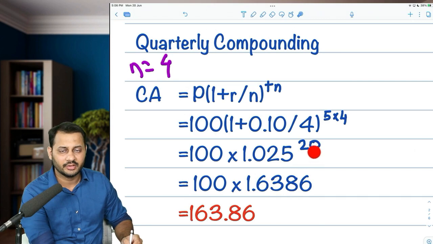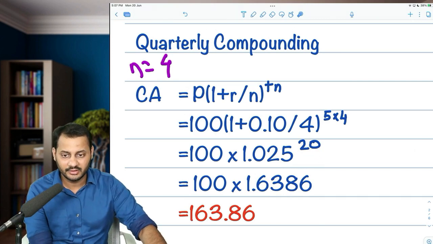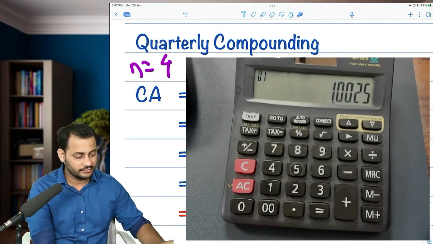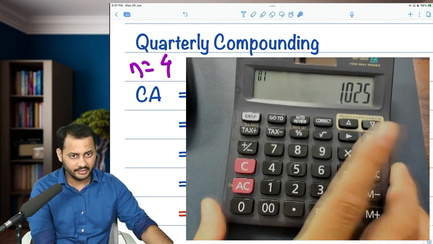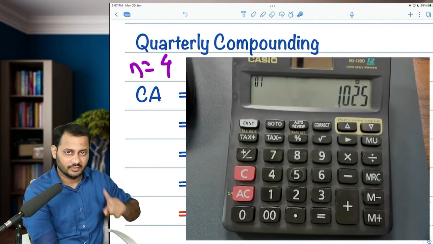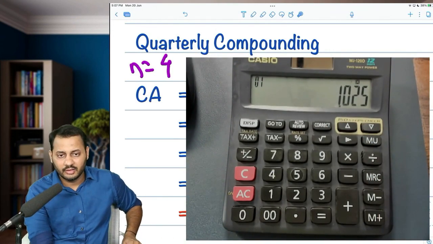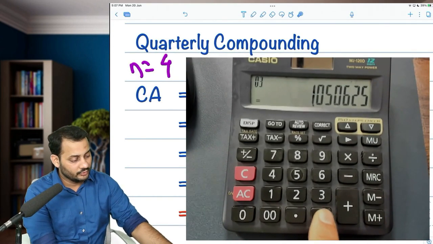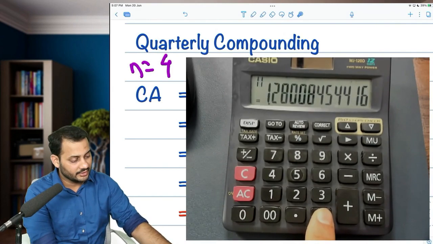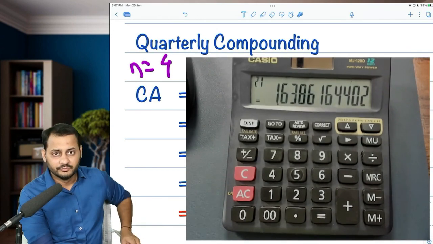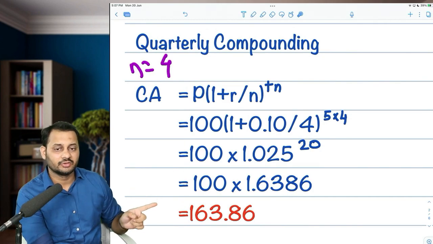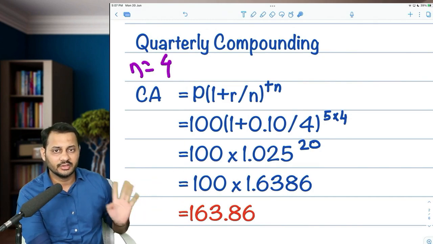How are you going to do it 20 times? You will have to do it. Just see, it is like that. I will show you. 1.025, right? Multiplied by 1 time has already been done. Now you have to press the equals button 19 times. 2, 3, 4, 5, 6, 7, 8, 9, 10, 11, 12, 13, 14, 15, 16, 17, 18, 19, 20. 1.6386. See, 1.6386. So if you multiply 100 with 1.6386, you will get this.